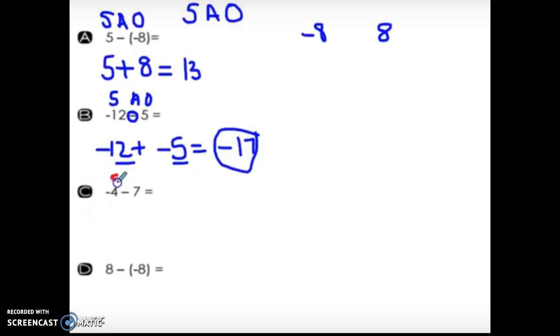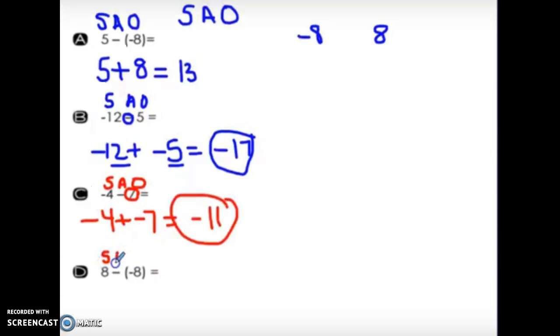Letter C. I'm going to write SAO for same, add, opposite. Keep the first number the same. Add. And the opposite of 7 is negative 7. Let's move to the last example. Jotting down SAO. Move down, keep 8 the same. Change our minus to add. The opposite of negative 8 is positive 8, which is positive 16.